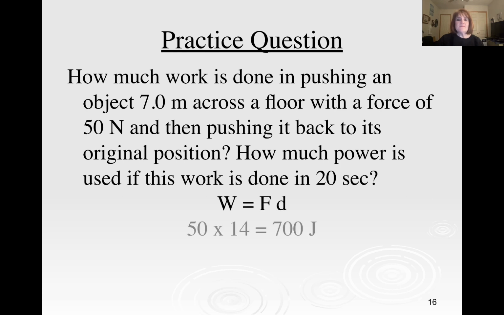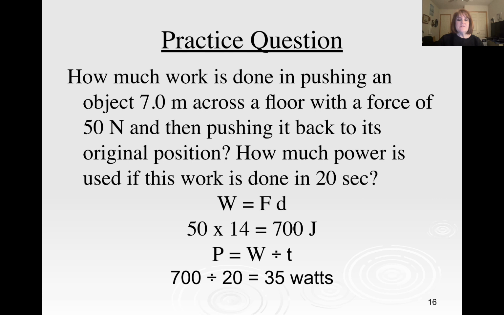Well, work is force times distance. This work would be 50 newtons times 14 meters, or 700 joules. Power is that work divided by time. 700 divided by 20 would be 35 watts.